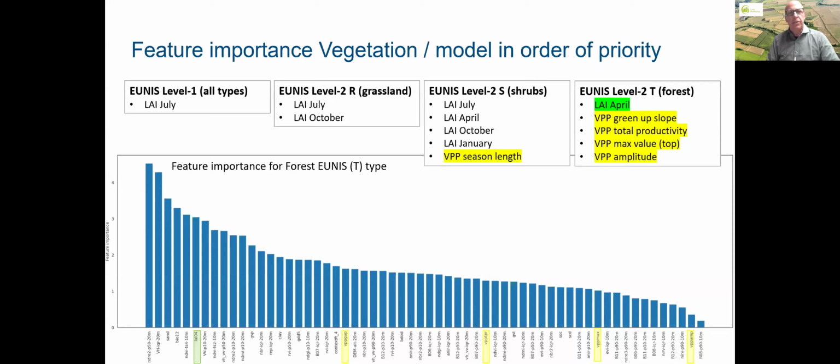At the bottom part, the graph shows just the order of priority. So the left is the highest priority. So the feature which provides most of the contribution to select different forests or distinguish different forest species. And you see there at least the 4 parameters from VPP, as well as the LAI from April in springtime popping up to detect the importance of the species.